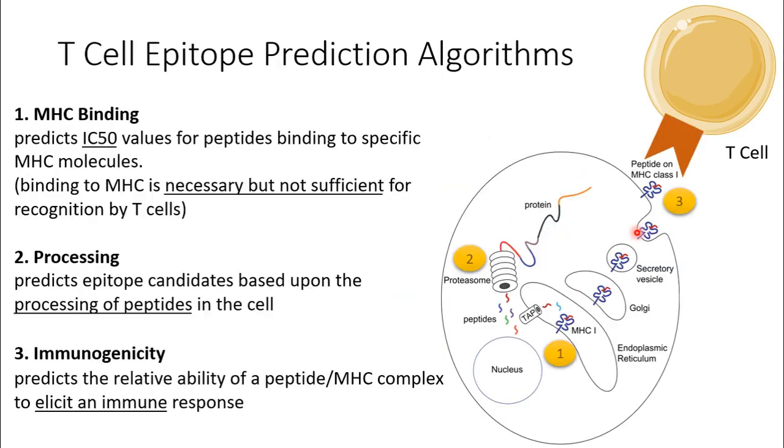Many different machine learning algorithms were developed to predict which epitopes on a given protein are likely to be T cell epitopes. Some of these algorithms predict MHC binding, so they predict the IC50 values for peptides binding to specific MHC molecules. But it's important to know that binding to MHC is necessary but not sufficient for recognition by T cells. Other prediction algorithms predict processing, which means they predict epitope candidates based upon the processing of peptides in the cell. And a third type of prediction algorithm would predict immunogenicity, which means they predict the relative ability of a peptide MHC complex to elicit an immune response.